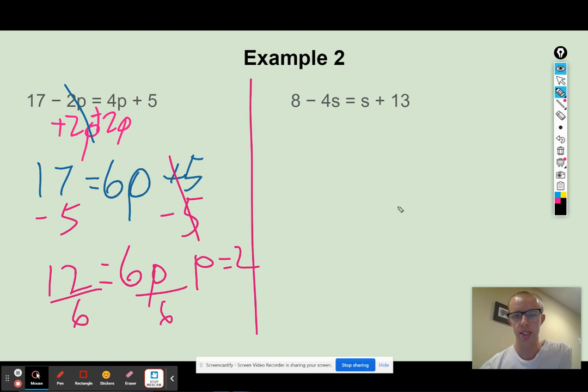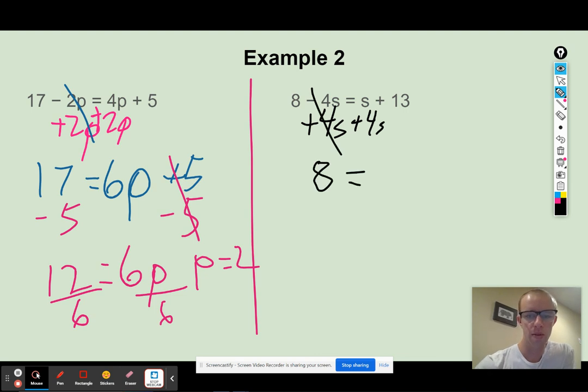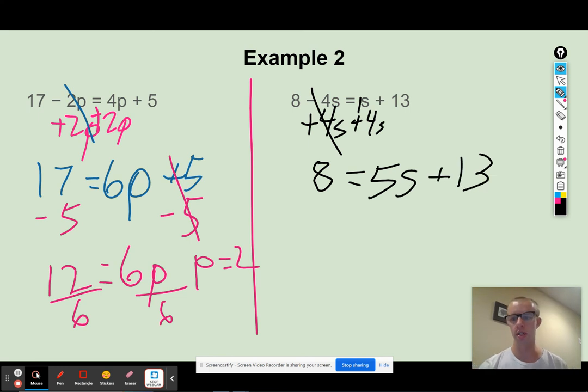8 minus 4s equals s plus 13. So I'm going to say which one's smaller, the minus 4s or the positive s, which is really a positive 1s. And so it's clearly the negative 4s that is smaller. So I'm going to add 4s to both sides. These cancel. I get 8 equals s plus 4s. This is a 1s, right? Anytime you see a variable by itself, it's really just 1. 1s plus 4s is 5s. And I didn't use the plus 13, so it just comes straight down.